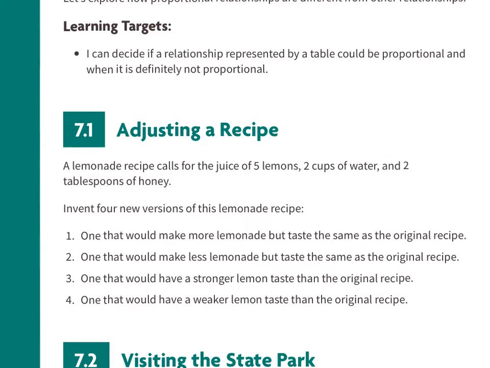Number 2 says one that would make less lemonade but taste the same as the original. So then we're going to have to divide by the same number. So if I divided by 2, I would have 2.5 lemons, 1 cup of water, and 1 tablespoon of honey.